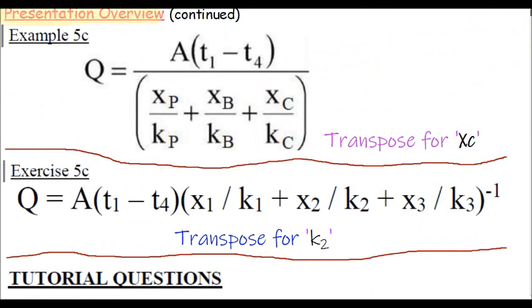Presentation overview continued. So we have example 5, heat transfer equation here in terms of quantity Q. We have to transpose for variable xc, shown here. And then exercise 5, very similar formula, slightly different notation. Again, the subject is Q, but this time we have to transpose for constant K2, shown here. In exercise 5, the formula is shown in one line format again.